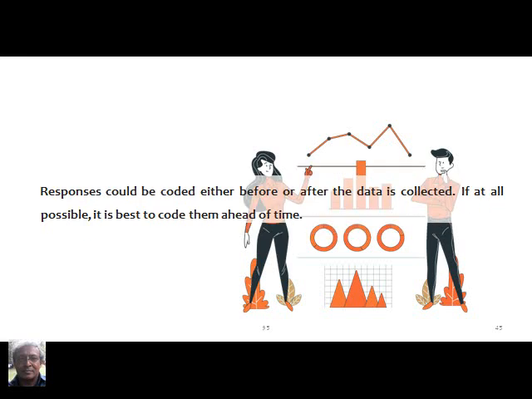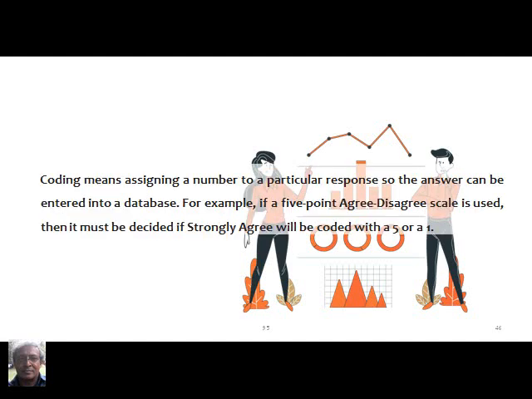Responses could be coded either before or after the data is collected. If at all possible, it is best to code them ahead of time. Coding means assigning a number to a particular response so the answer can be entered into a database. For example, if a 5-point agree-disagree scale is used, then it must be decided if strongly agree will be coded with a 5 or a 1.